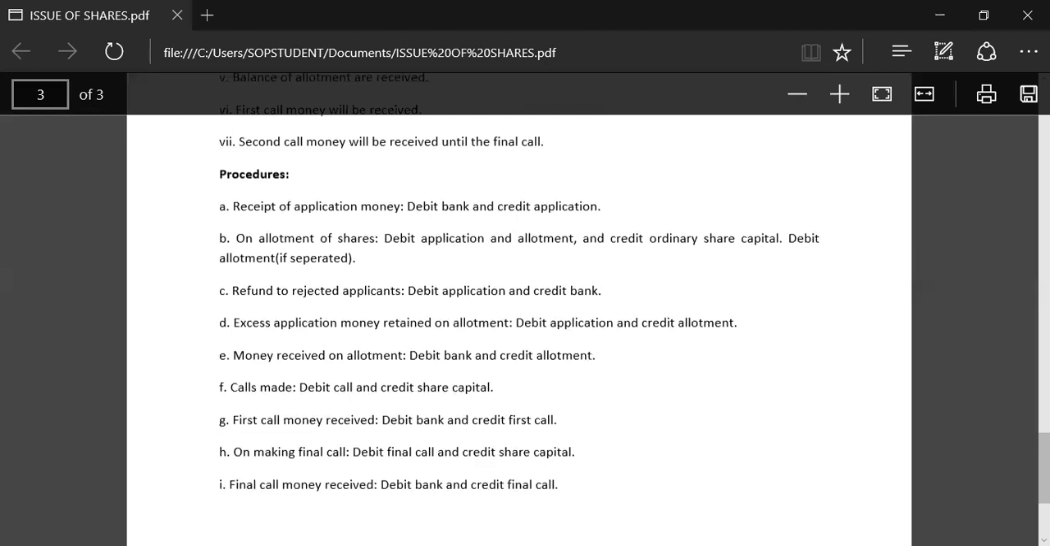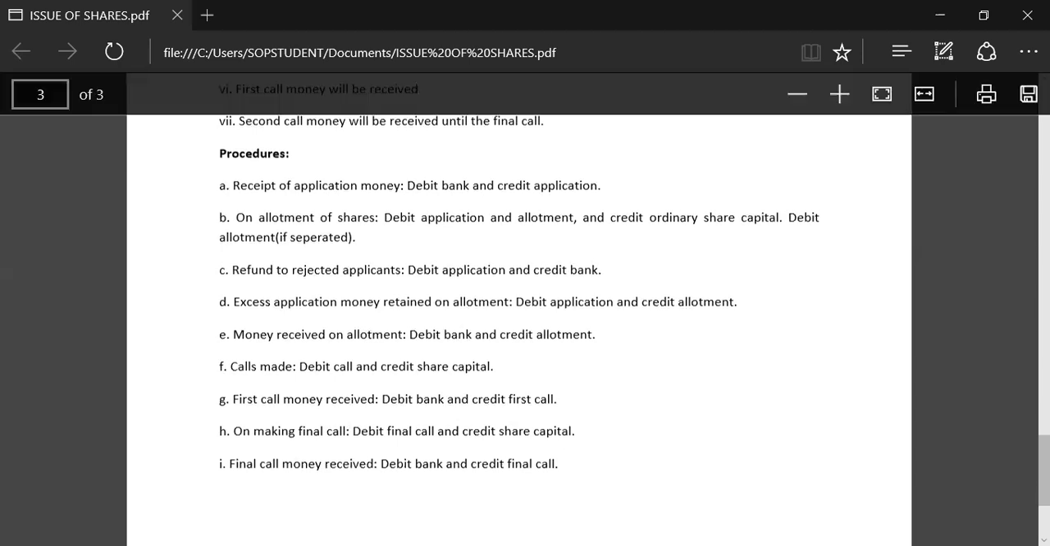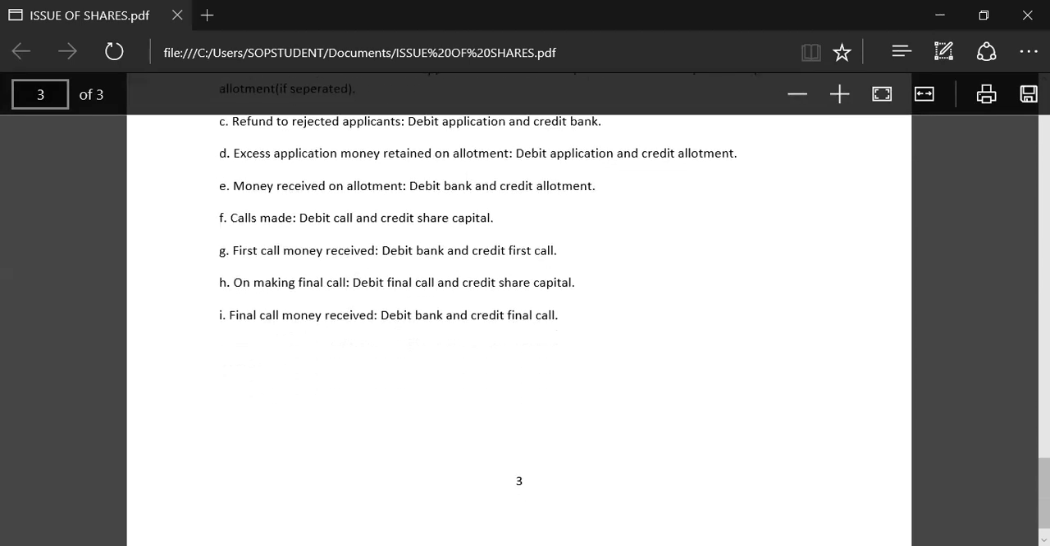And so the accounting entries when money is received on application is debit bank and credit application. When shares are allotted, debit application and allotment, and credit ordinary shares. When there's a refund, debit application, credit bank. When there's excess application money retained, debit application, credit allotment. When money is received on allotment, debit bank, credit allotment. And when calls are made, debit call, credit share capital.